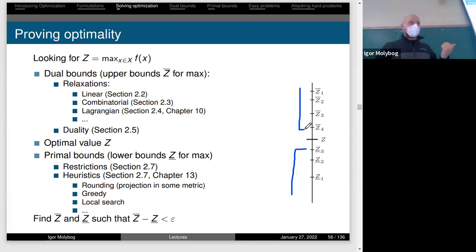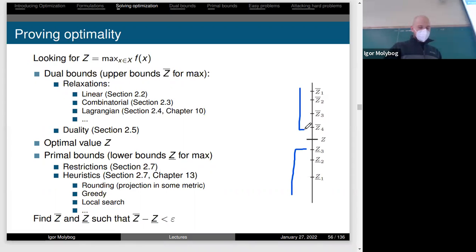Are there any questions here about the definitions? Okay. There are multiple ways for us to construct these bounds, and we're going to be learning about them throughout the next few lectures, actually. So this is just an overview.